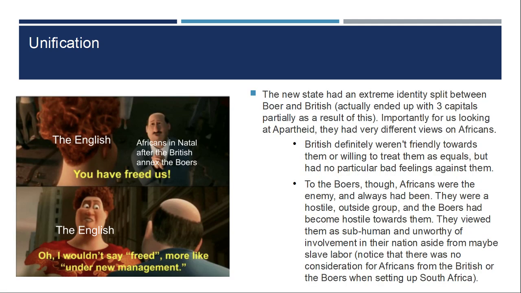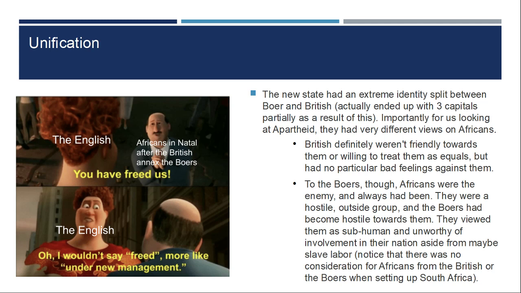So this new state has multiple personalities. There's the British personality, there's the Boer personality, and then there's the African personality, which nobody really cares about because the Africans weren't really consulted on this whole union thing. They were just dragged into it by the British and the Boer. So again, they get 3 capitals, partially as a result of this, but also because of geography and distance. In addition to multiple personalities and politics, they're going to have very different views on Africans.